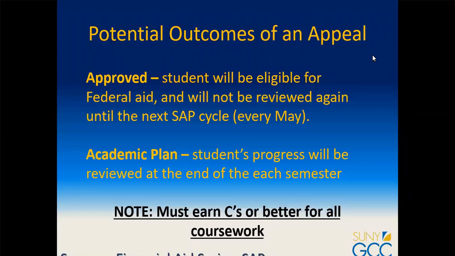A student may also be put on an academic plan. This is where the student's progress will be monitored at the end of each semester rather than at the end of the SAP cycle. It's important to note that students in both situations must earn C's or better in all their coursework in order to continue their appeals.